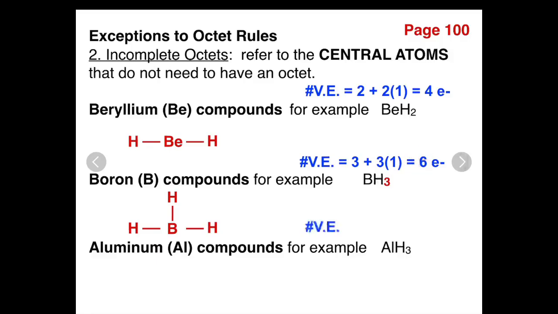Same thing for aluminum too. If you calculate for aluminum, you are going to see that the maximum amount of electrons would be 6, and this structure already has 6 electrons. Therefore, in this case, aluminum would not need to have an octet. So this is what we call incomplete octet, because it has not achieved the octet rule yet. It's lacking the octet, but it is okay because the total number of electrons doesn't allow us to achieve that.